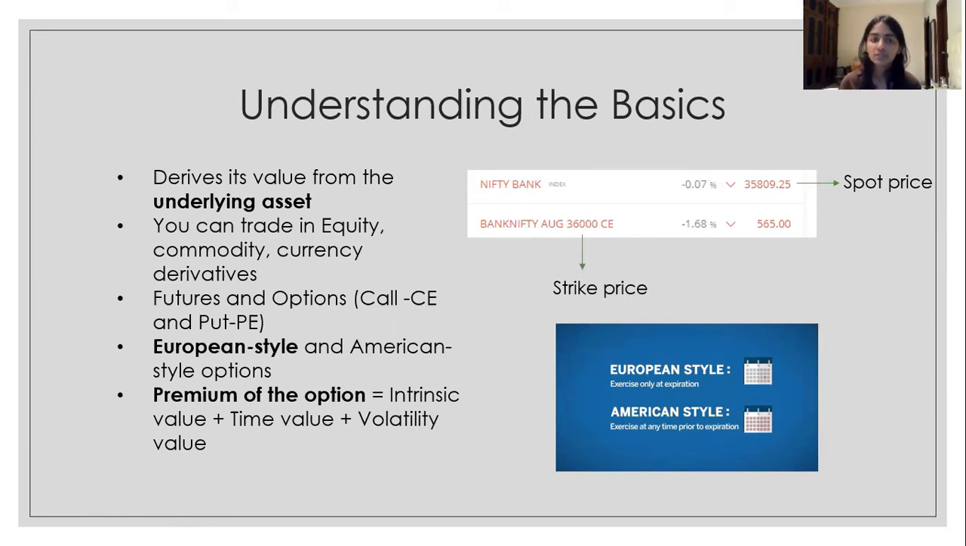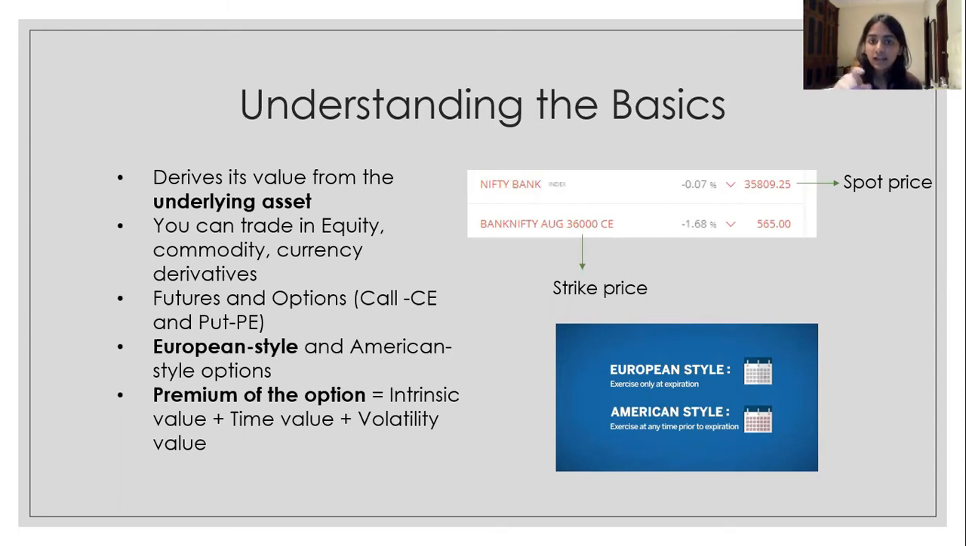So premium of the option is basically derived by three values. One is the intrinsic value, plus the time value, and plus the volatility value. The intrinsic value is basically calculated as spot price minus the strike price.